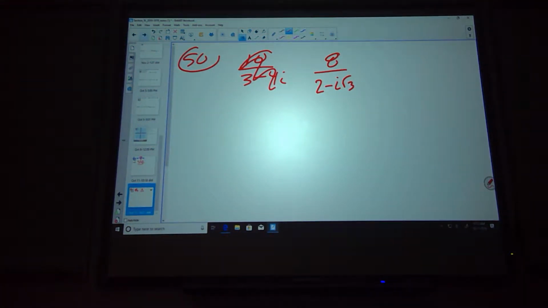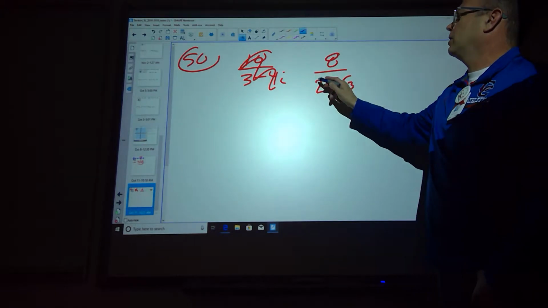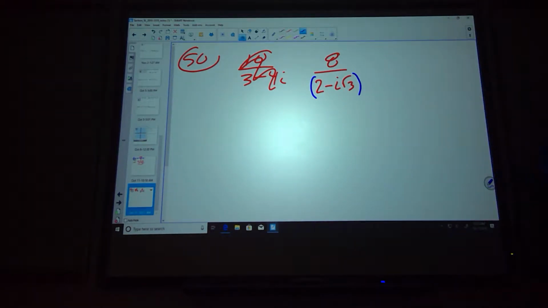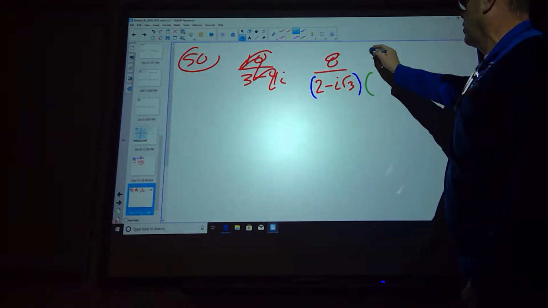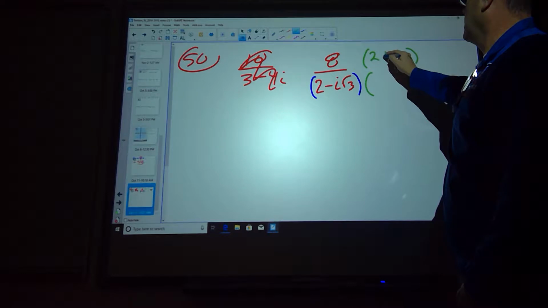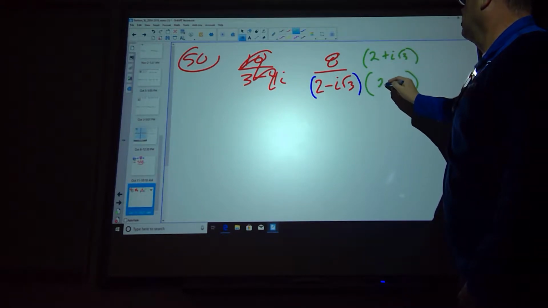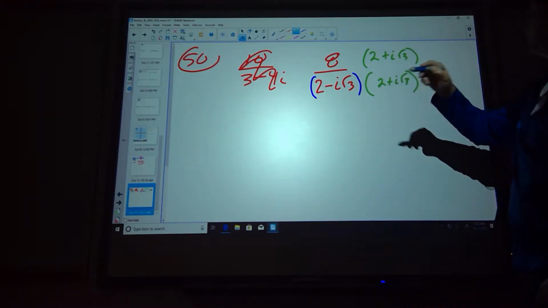I don't want to have an i in the denominator, and I don't want a radical in the denominator. So the only thing that would make sense to me so far is to put that in parentheses. And then I'm going to do the conjugate, because I know the conjugate is going to get rid of the middle term. So I'm going to go 2 plus i root 3 and 2 plus i root 3. Is that okay?